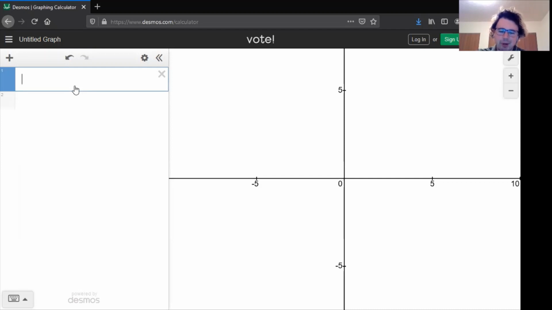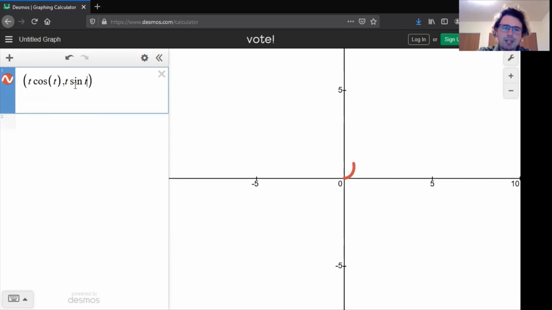Here, I'll be using Desmos. So I need to specify an ordered pair. The first thing in the pair is a function which governs the x coordinate. So here I'm choosing t times cosine of t. I need a comma to separate my ordered pair. The second of these things is a function which governs the y-coordinate of my curve. Here, I will choose t times sine of t.